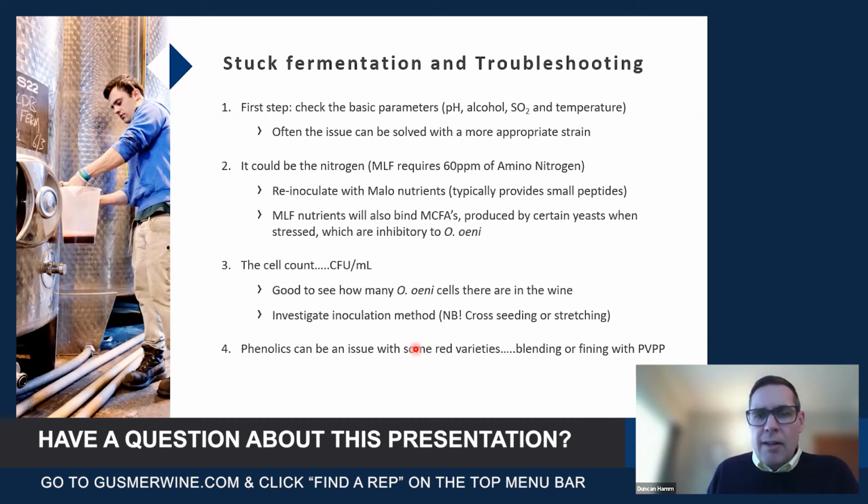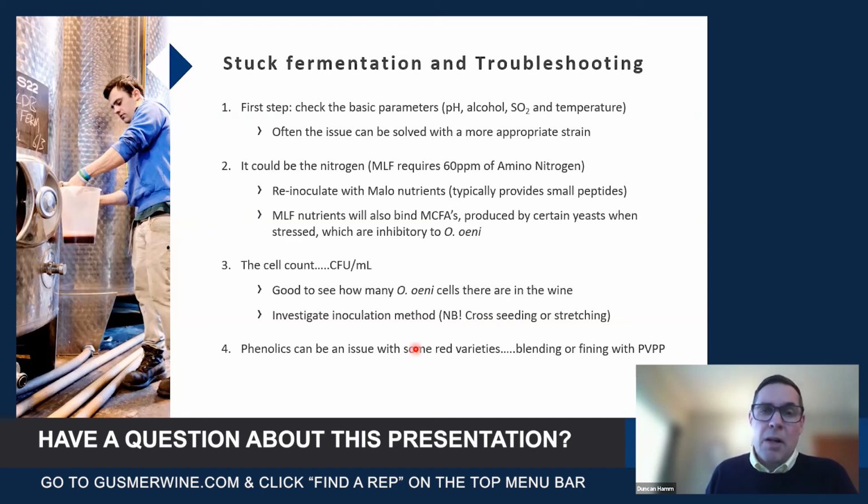The second area is nutrition, or the nitrogen. Now, MLF does require 60 parts per million of amino nitrogen to proceed. So for that, we would actually recommend re-inoculation with a malonutrient if you do have a stuck tank. Now, malonutrients are usually yeast derivatives, and they provide amino acid in the form of small yeast peptides, which is actually the preferential format for Oenococcus.